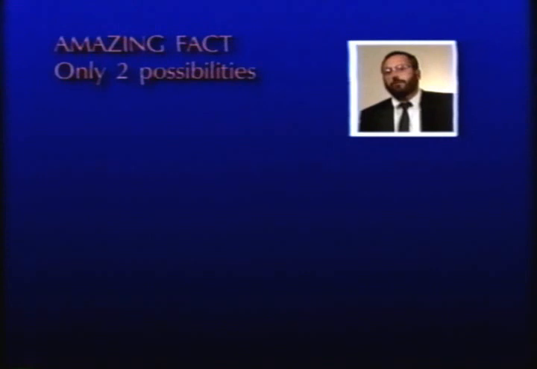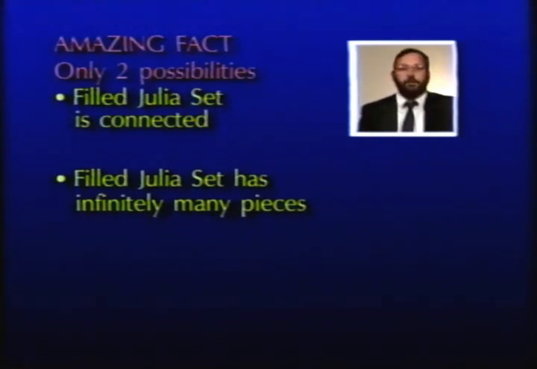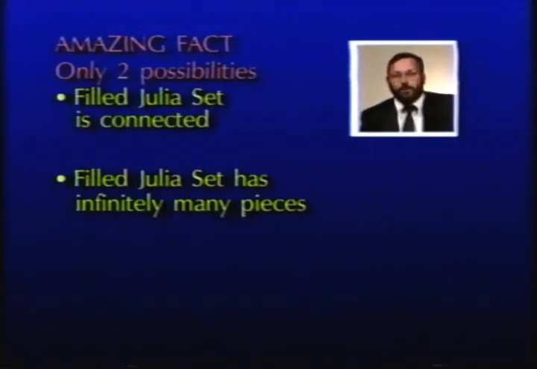There's an absolutely amazing fact that occurs. For the filled Julia sets of z squared plus c, there are really only two possibilities for what they look like. Either the filled Julia set is a connected set, consisting of just one piece, or the filled Julia set consists of infinitely many pieces. The filled Julia sets cannot, for example, consist of 2 pieces, or 5 pieces, or 30 pieces. One piece or infinitely many pieces.